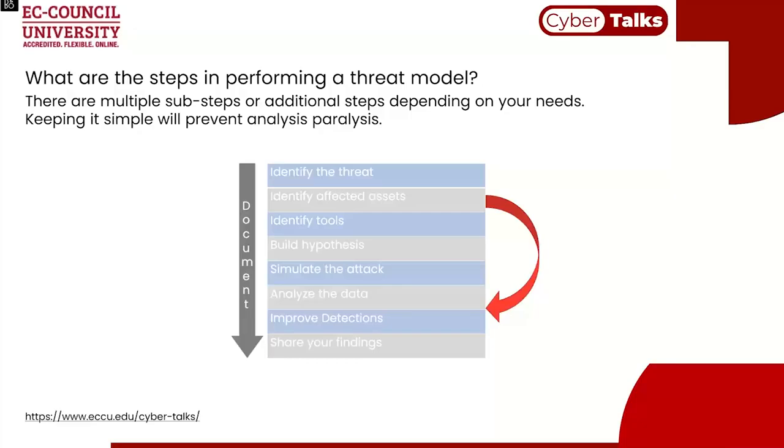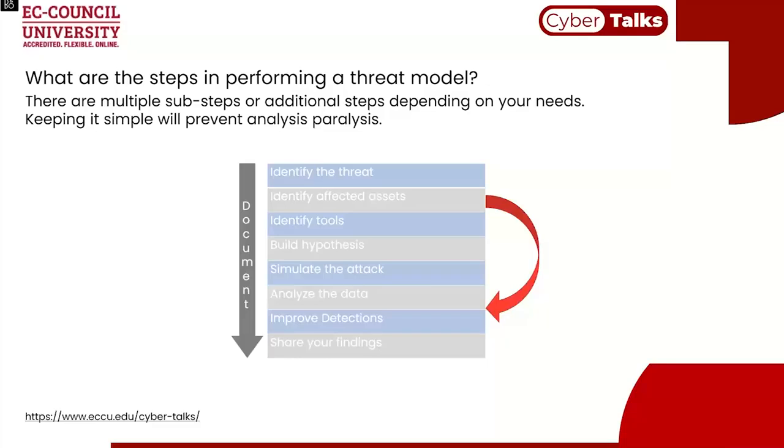But it also will play into every step following, because you need to know which assets are affected so that you can build your hypothesis and simulate your attack. But it's also going to play in to analyzing the data and improving detections, because at that point, that's when you need to start to think like a criminal and think how you can exploit those assets and what you can do as follow-on activity so that your threat model can truly run the gamut.